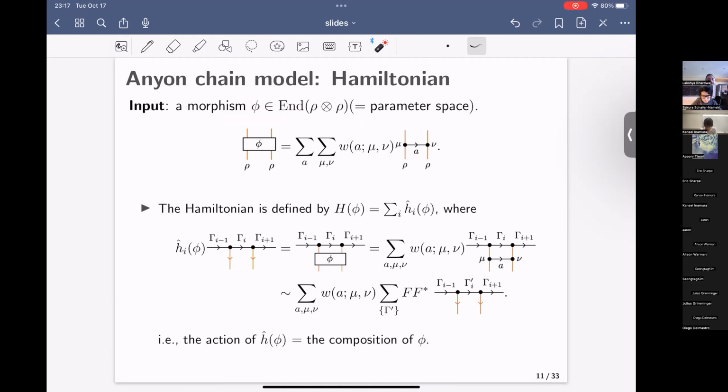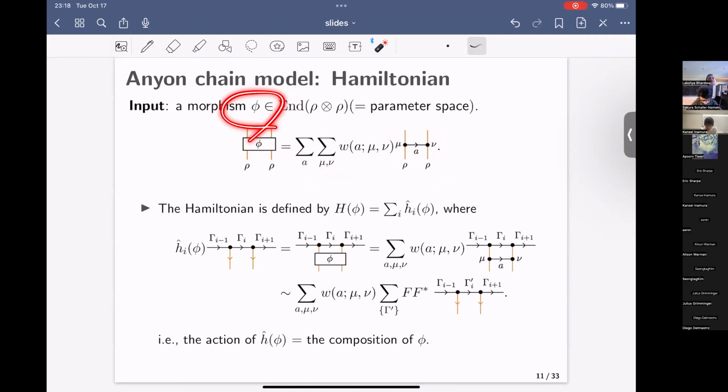And pictorially, this morphism phi can be written as a box with two incoming legs and two outgoing legs. And this morphism phi can be decomposed into two trivalent junctions as shown in this equation. So here on the right-hand side, we have the summation over all the possible simple objects A, that is the label of this middle edge. And we are also taking the sum over all the possible trivalent junctions here. And the coefficient W_{A,mu,nu} is an arbitrary complex number, and this becomes a parameter of the model.